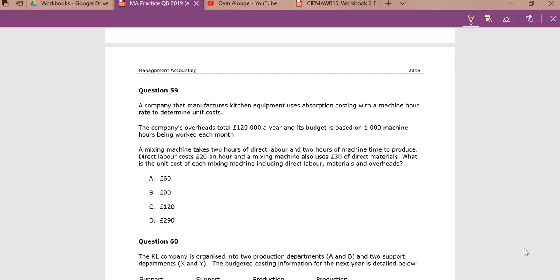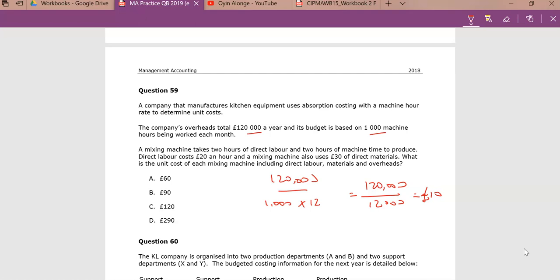So it says here that you have this company using absorption costing, and the budget is 120,000 for the year, based on 1,000 machine hours being worked each month. So that's really 1,000 times 12 months, which is 12,000 hours, and 120,000 divided by 12,000 is £10 per machine hour. Okay, let's see what we're doing here. This mixing machine takes 2 hours of direct labor.